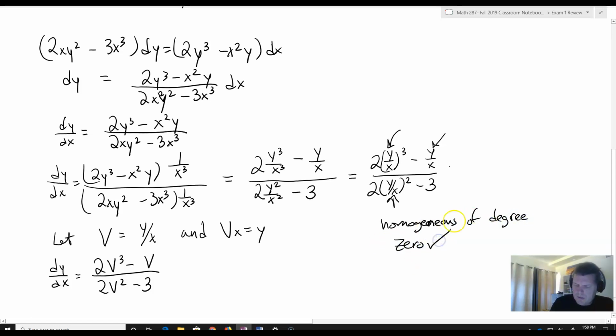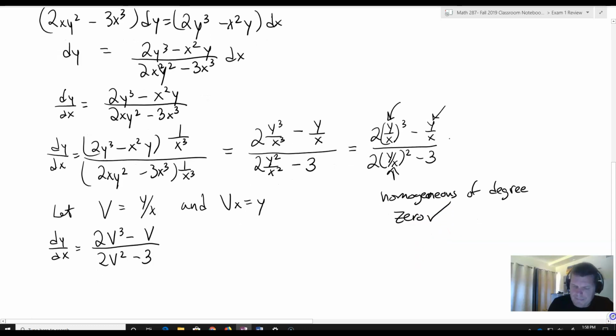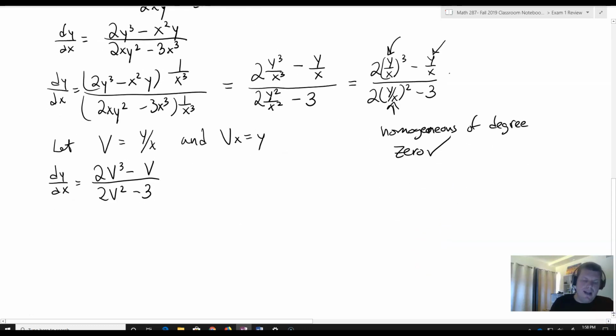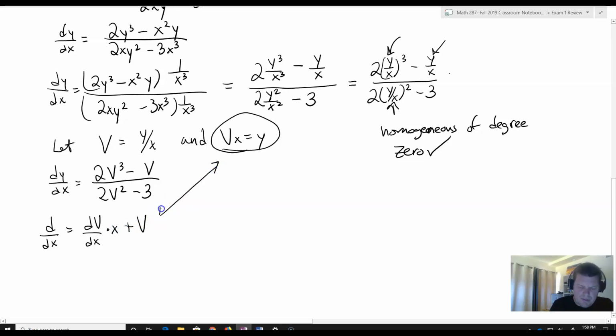Okay, awesome. Now what I have is I'm going to have to make this substitution. I have to figure out what dy/dx is. So I'm going to use this to figure out what dy/dx is. So dy/dx is going to equal dv/dx times x plus v. Okay, and we just used implicit differentiation in order to give us that.